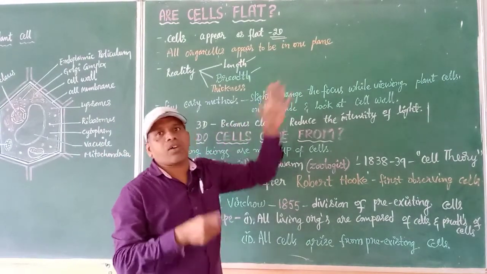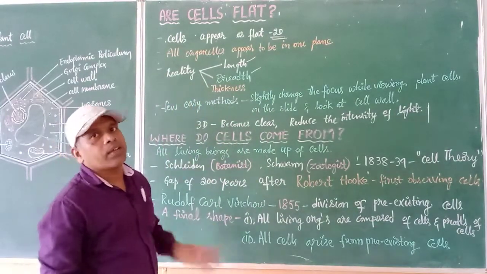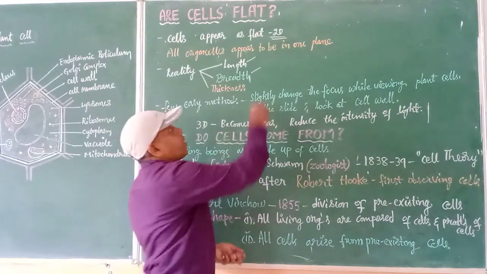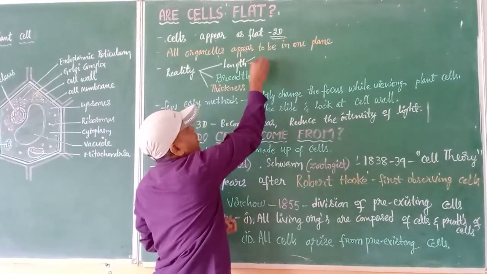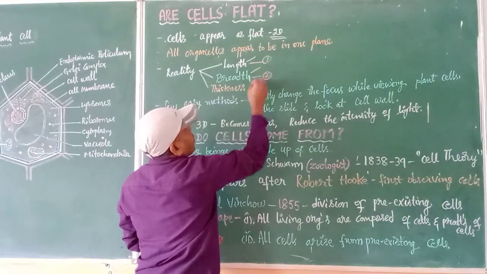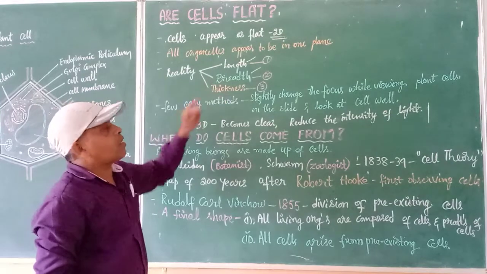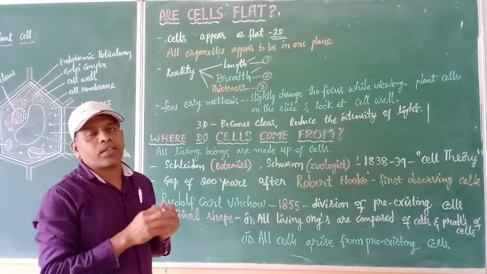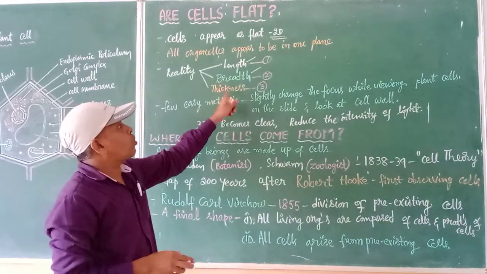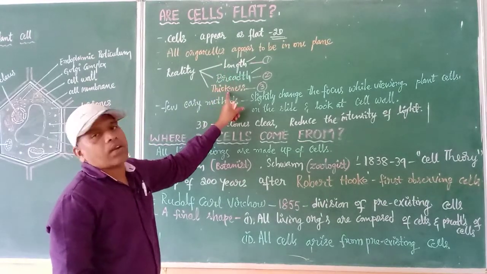But actually it is not so. In reality, three things are to be known. The first dimension is the length, the second dimension is the breadth, and the third dimension is the thickness. Generally we don't see the thickness of the cell under the microscope. Length and breadth we can see, but the thickness is not clearly visible.